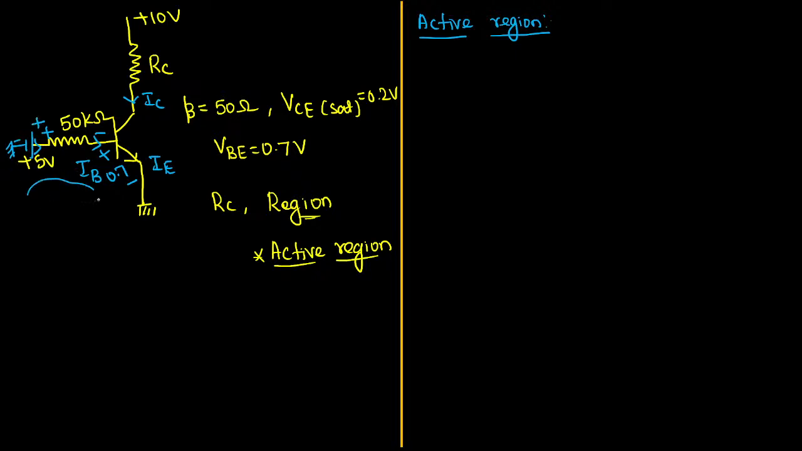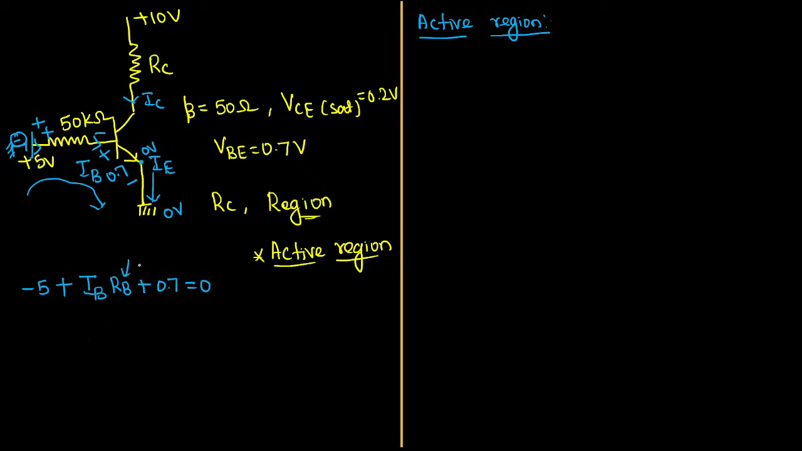Now apply KVL for this circuit loop. I will be getting -5. Why am I putting -5? I am taking the starting polarity. Then plus IB into RB, then plus 0.7 voltage, that's all equal to 0. There is nothing at the emitter, it is directly connected to ground. So there will be 0 voltage here. Till this point we have 0 voltage only, undoubtedly.